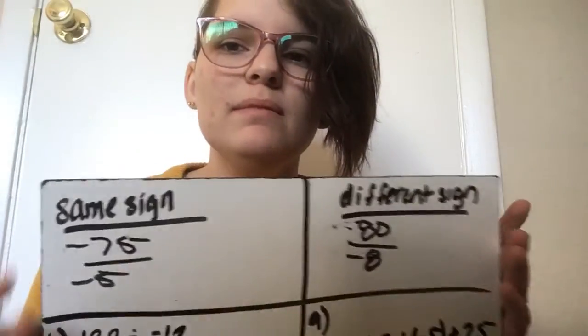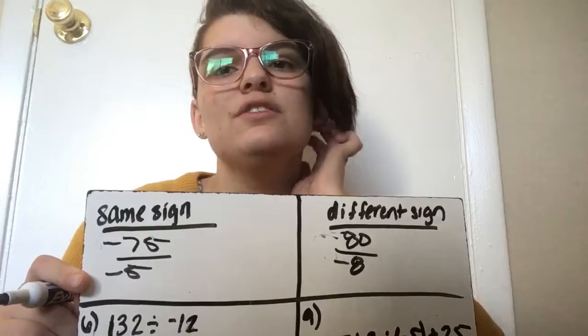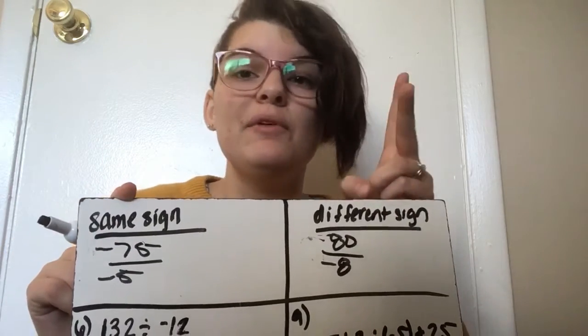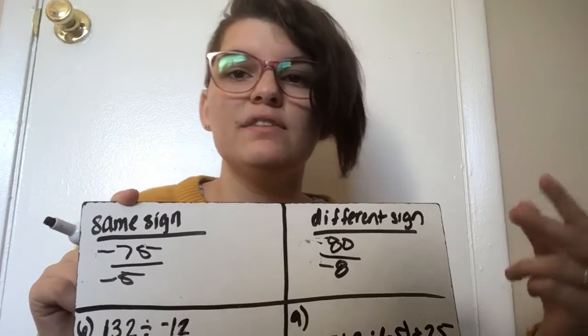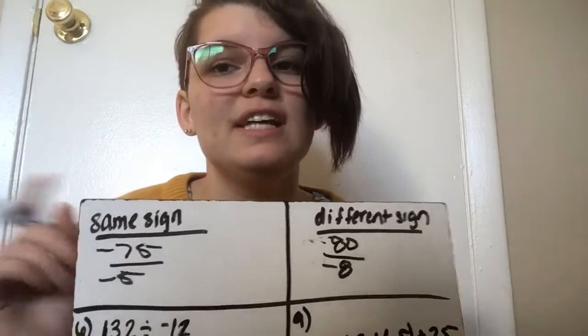So today we're talking about dividing integers. All right? And we have the same two rules that we do for multiplication. Remember, if you have the same signs, if they're both negative or they're both positive, your answer is positive. And if you have different signs, if one is negative, one is positive, your answer is negative.